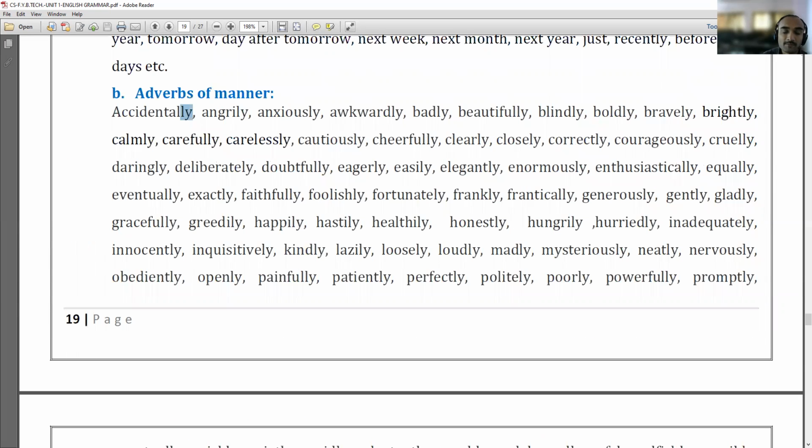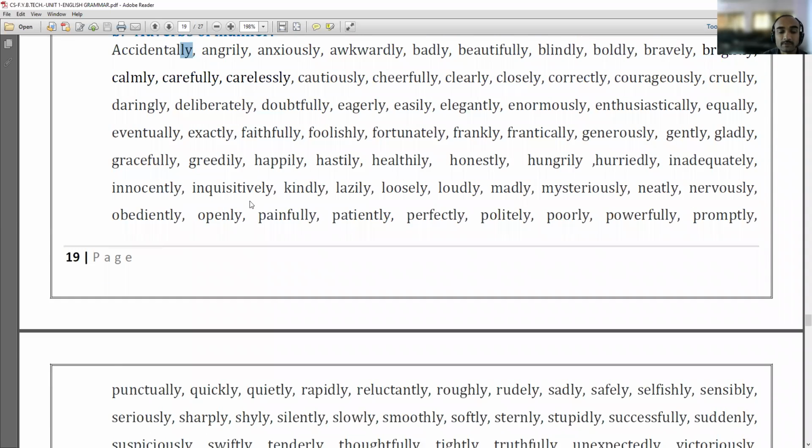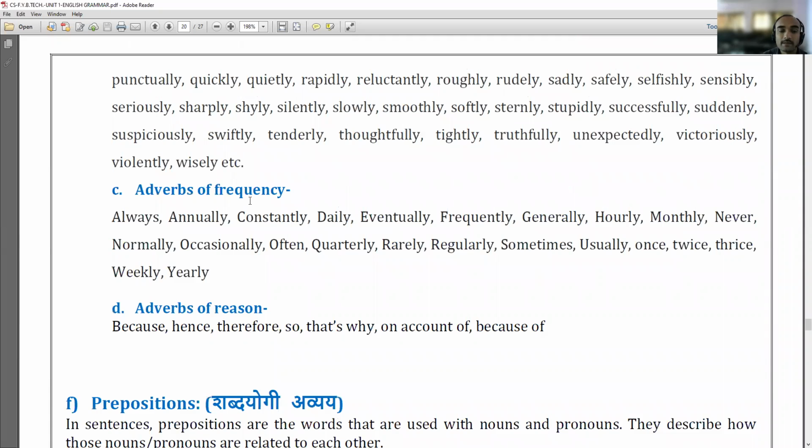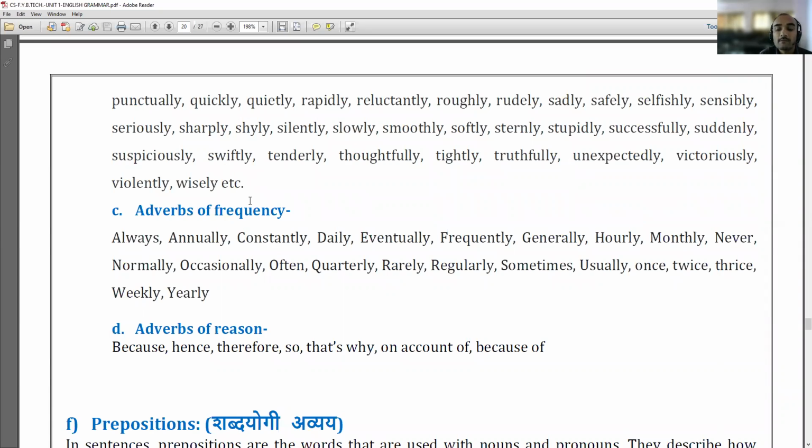भरपूर आहेत ऍडवर्ब ऑफ मॅनर. तुम्ही खूप लिहू शकता. डेअरिंगली असेल, डेलिबरेटली असेल, फेथफुली असेल, हॅपीली, लेझिली, ऑनेस्टली. ओके. So these are some of the examples of adverb of manner. Then third type is adverbs of frequency. So how often that action is happening, we can denote it with the adverb of frequency.